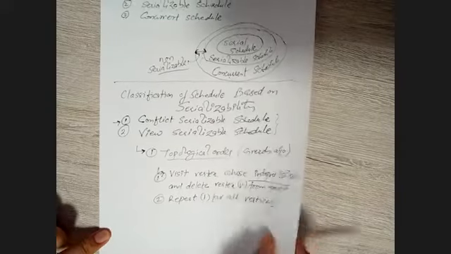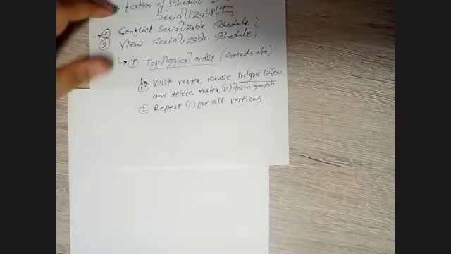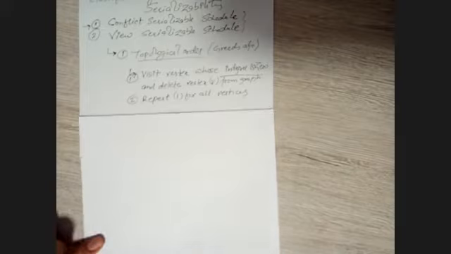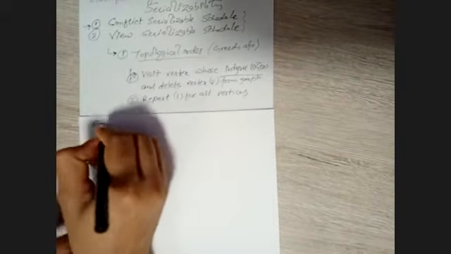So let's understand this with the help of an example: how we find the topological order. This is very important, and I will tell you where we are going to use this. So let's take a graph.